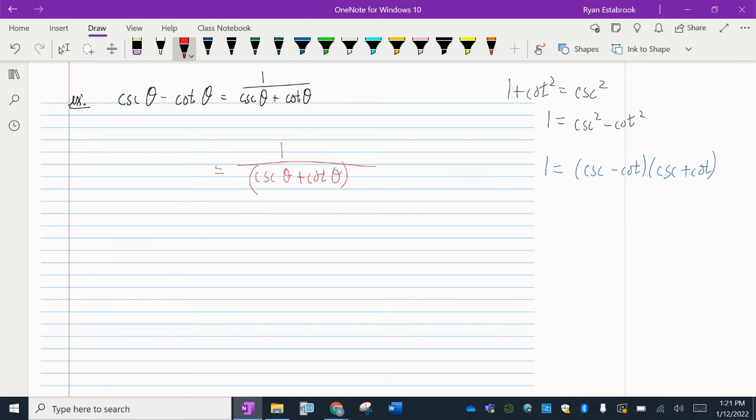I want you to talk to your friend. What do you think you're going to do to this right-hand side to make use of this idea over here, this Pythagorean identity?